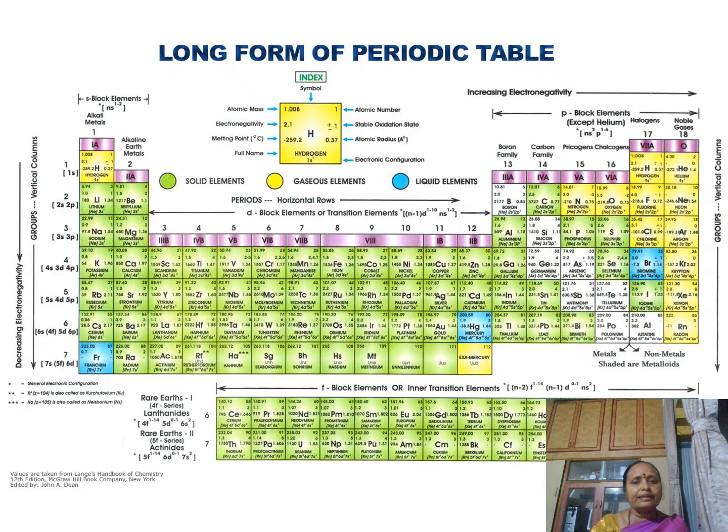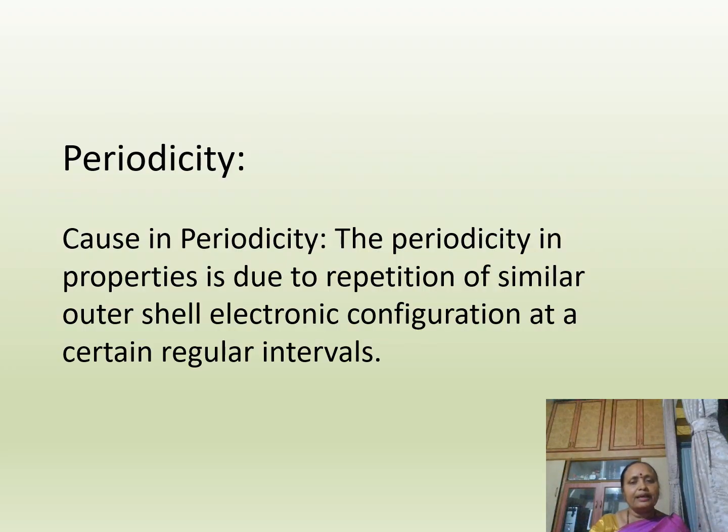The long form of the periodic table is mainly based on the electronic configuration, and we can now classify based on the differentiating electron entering into the orbitals as S, P, D and F block. The main cause of periodicity is the electronic configuration. The properties repeat due to the similar outer electronic configuration at certain regular intervals.